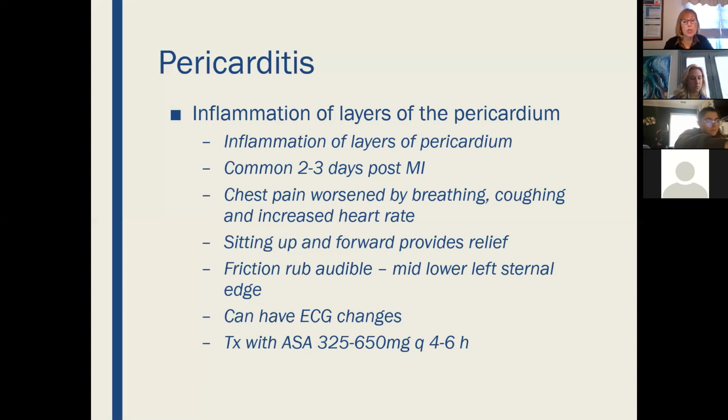They can have EKG changes with this, but remember we do the troponins too. So even if we see some funky things on the EKG, the troponins won't be high in pericarditis. Okay, and they can give you Advil, aspirin, Tylenol, whatever the doctor orders really.